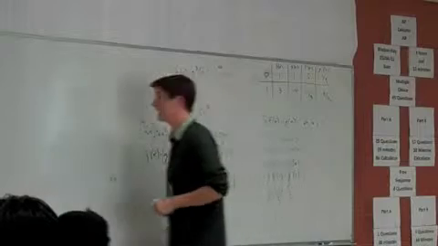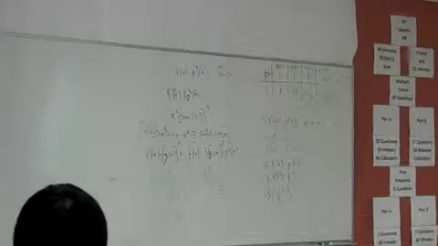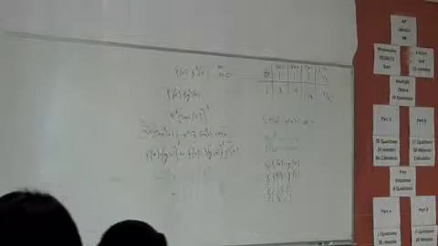So this one should be 6. That was B. Good. You should be like, woo. Try C.